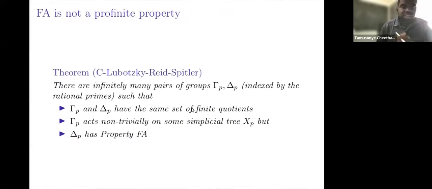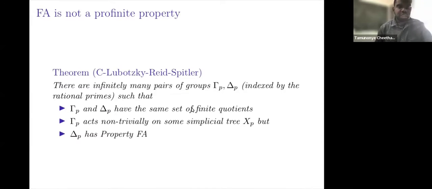Okay, and so the main theorem of this talk relates actions on finite sets to actions on trees. And it's a family of examples indexed by the primes. The statement is that you can have two residually finite groups with the same finite quotients, but one acts non-trivially on a simplicial tree while the other does not.